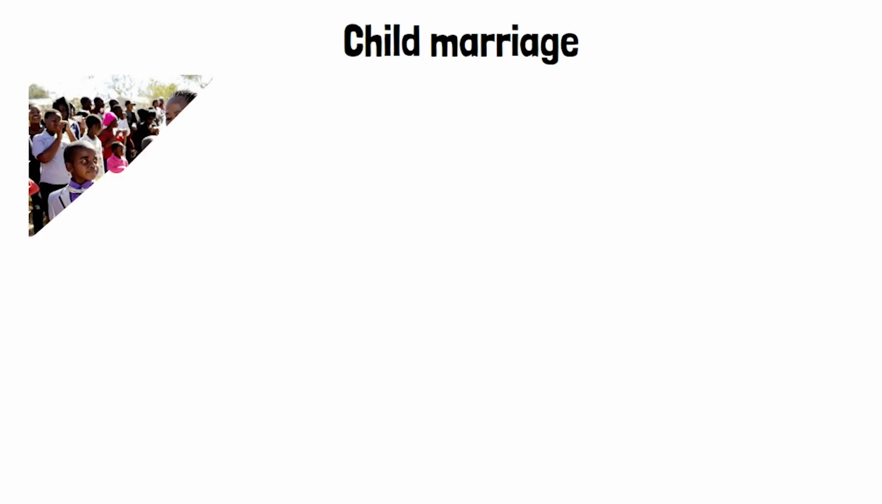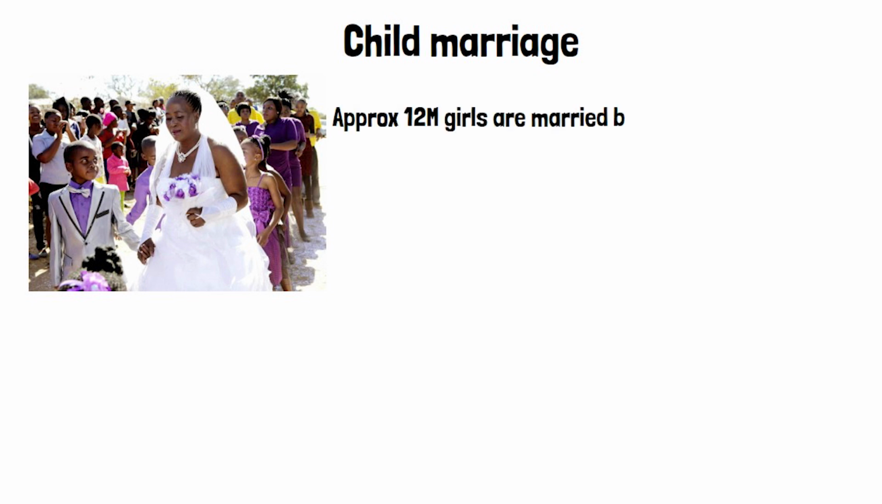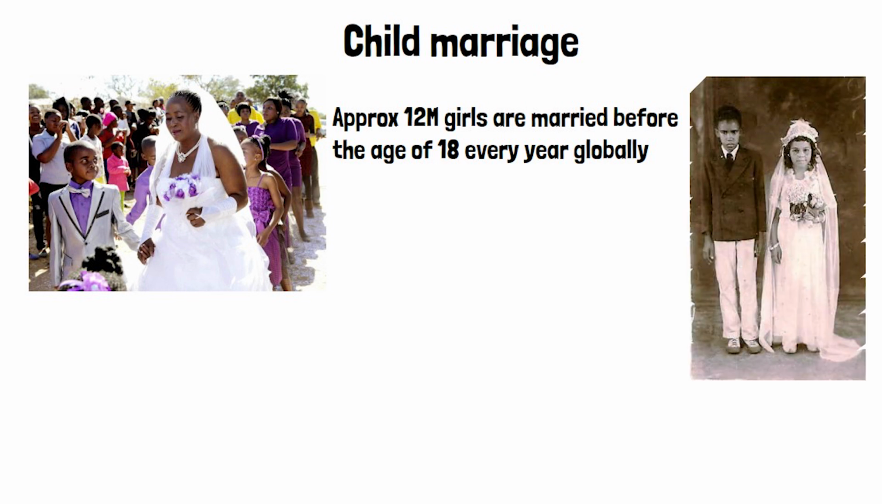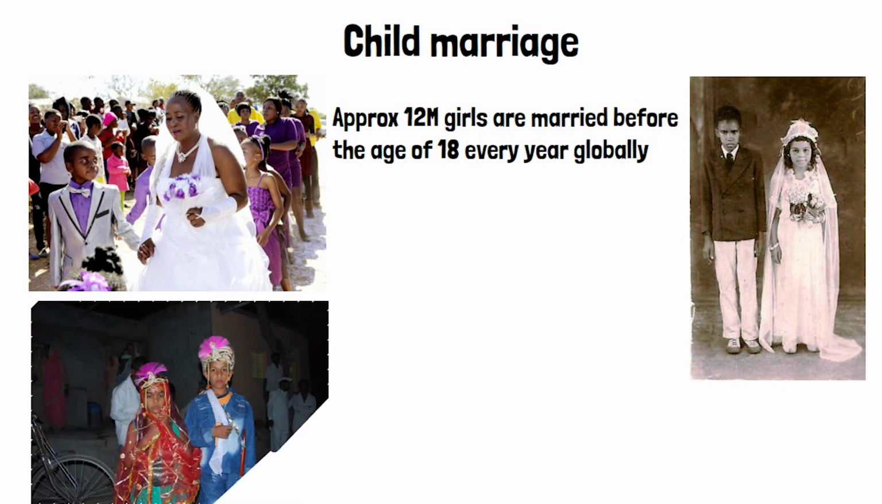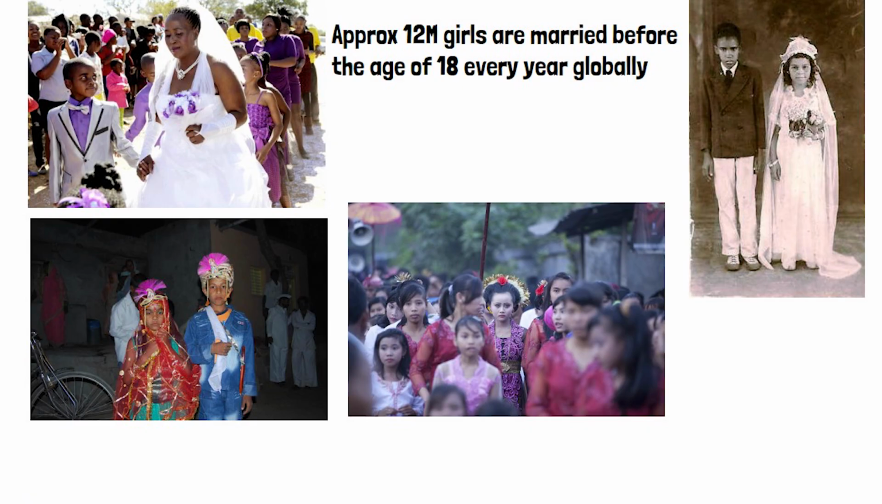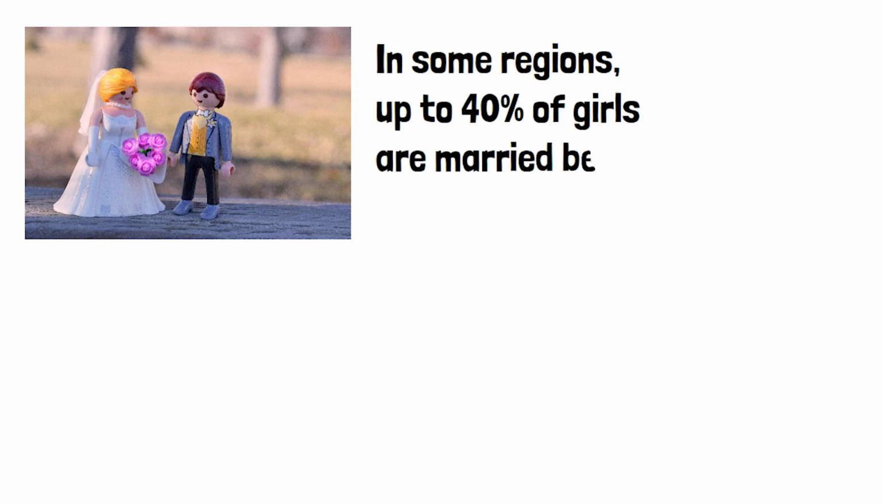Child marriage. Child marriage is a harmful practice where one or both parties are under 18, violating children's rights and impacting their health, well-being, and future. Approximately 12 million girls are married before the age of 18 every year globally. It forces children, especially girls, into adult roles prematurely, perpetuating poverty as child brides often drop out of school and face limited economic opportunities and health risks, such as early pregnancy. Child brides are also at higher risk of experiencing domestic violence. Despite efforts to end it, child marriage persists due to social norms, poverty, lack of education, and gender inequality. In some regions, up to 40% of girls are married before turning 18.